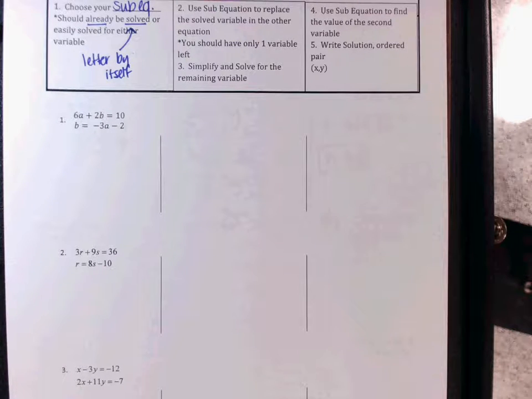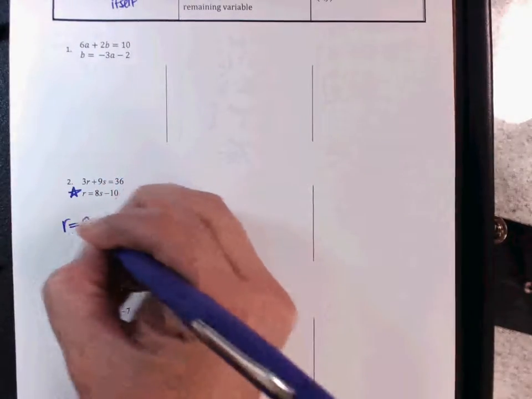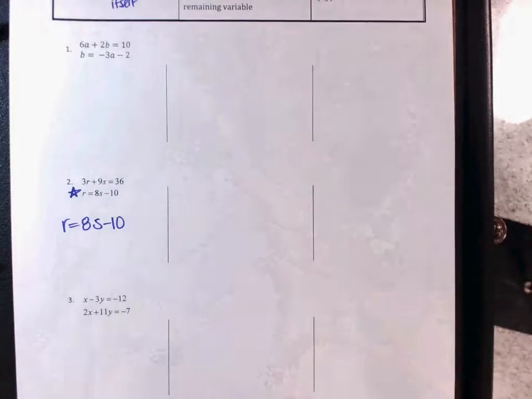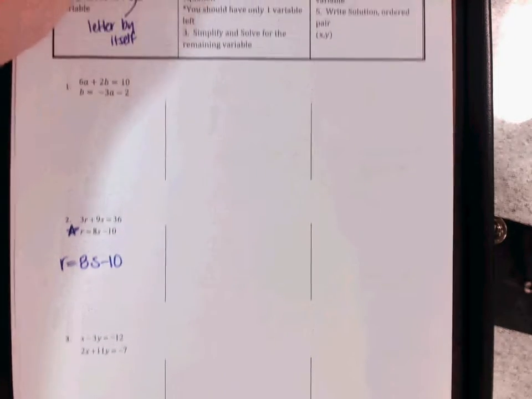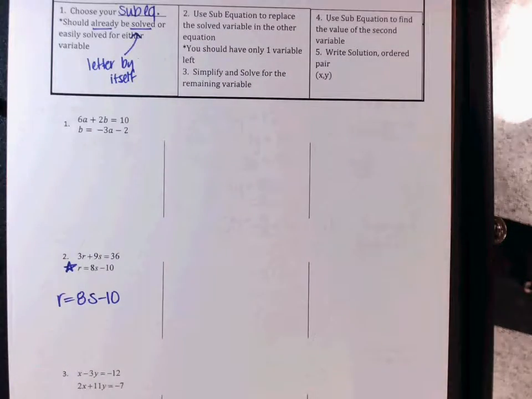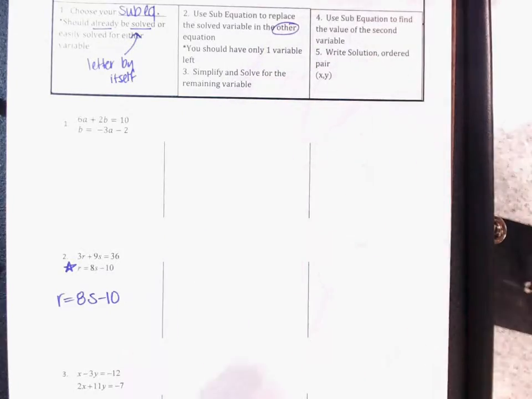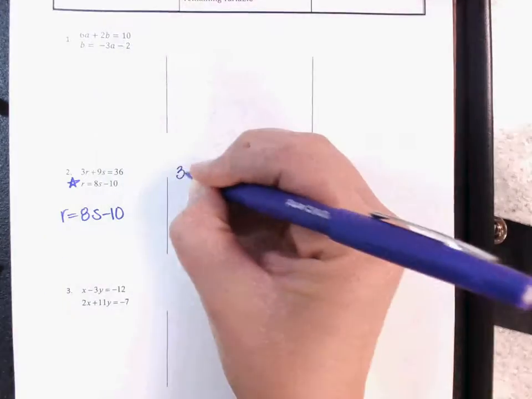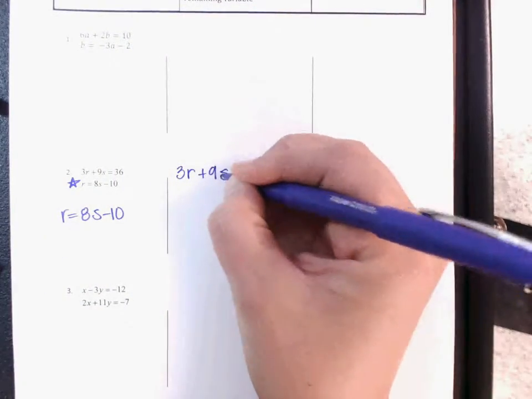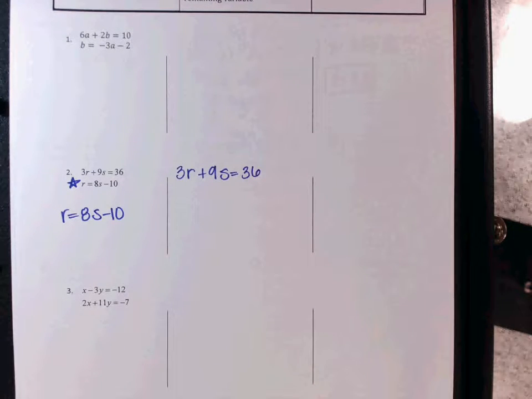Alright, so looking at number 2, we said the bottom one is already solved. So this is going to be my sub-equation, 8s minus 10. Come back up to the top, look at your steps. Step number 2 says, I'm going to use the sub-equation to replace the solved variable in the other equation. So come back down here. The other equation is going to go in the middle. So 3r plus 9s equals 36 goes in the middle.